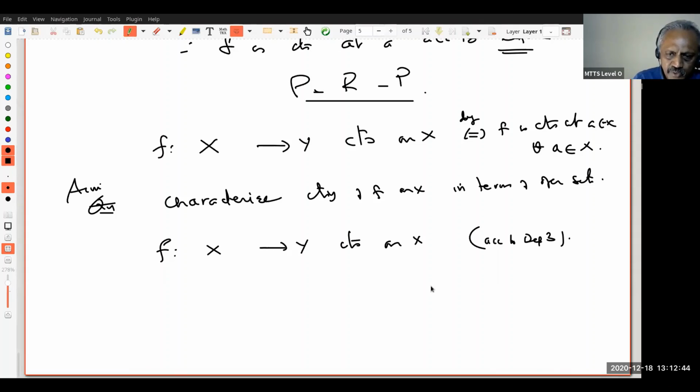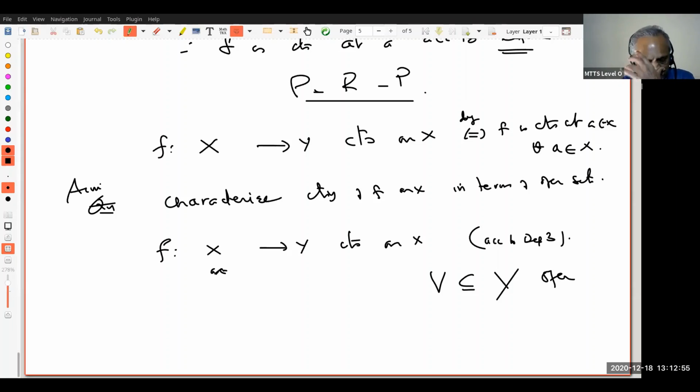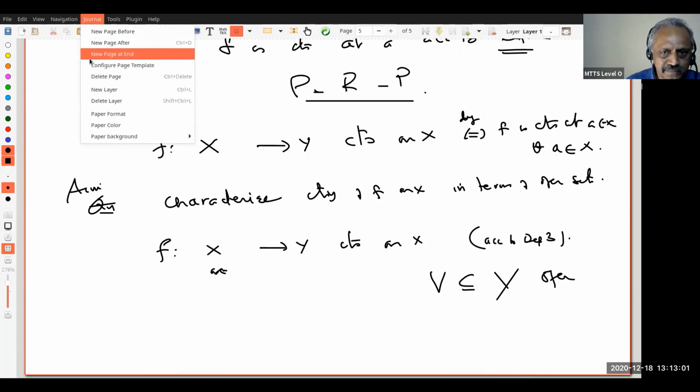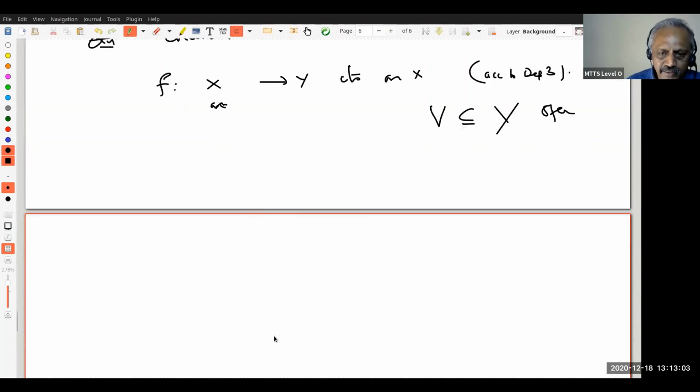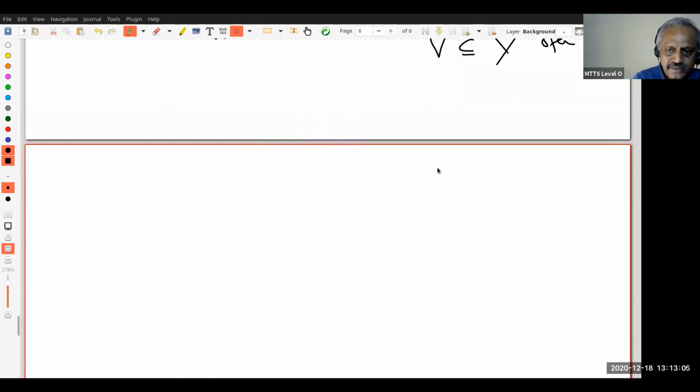Now suppose you are given an open set. There is nothing about a, no f, nothing. Just V is an open set. Now we are going to play with this. What are we going to play? Start with a y. Let us call a y in V.